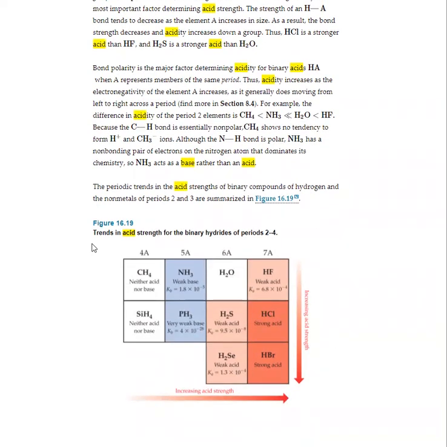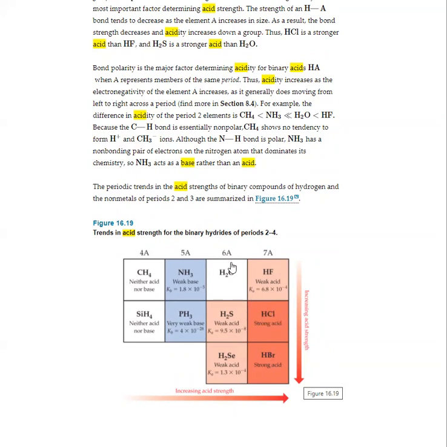If you get anything out of this, just know this table. As you go down, it becomes a stronger acid, and as you go to the right on the periodic table, it becomes a stronger acid. So HF is a weak acid. Going down, HCl is a stronger acid. And then by this trend, HBr would be an even stronger acid than HCl.